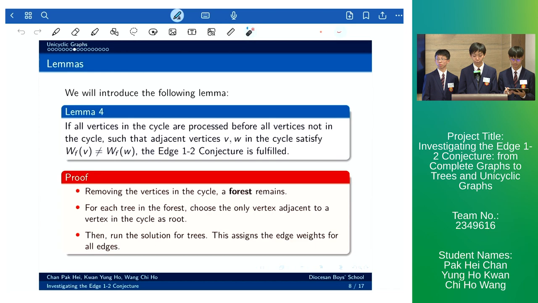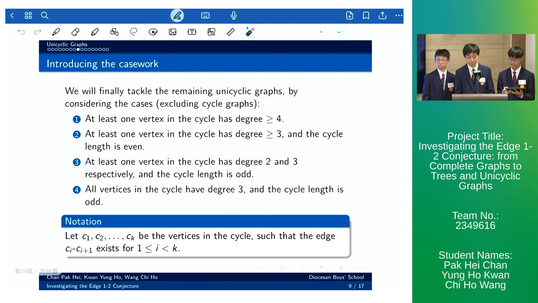With the help of lemma 4, we will tackle all the remaining unicyclic graphs. We will denote the cycle vertices C1, C2, all the way up to Ck, such that edge Ci to Ci plus 1 exists for all i.